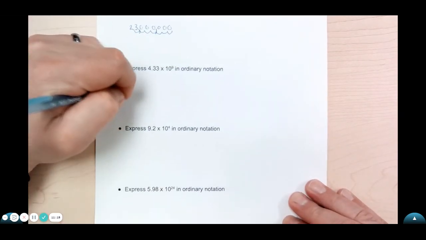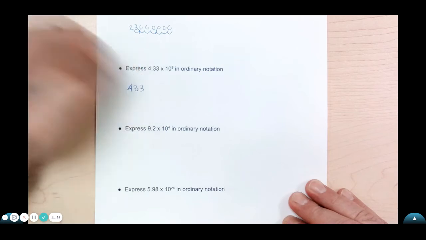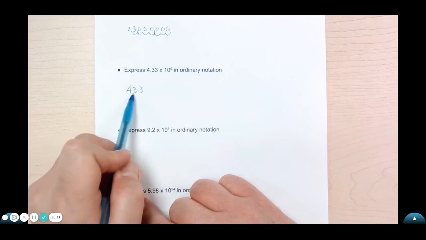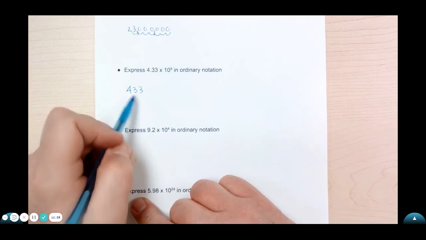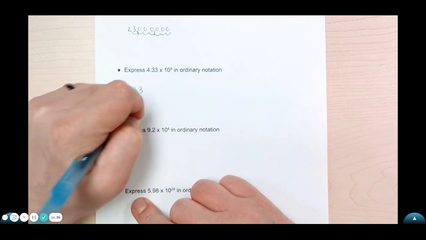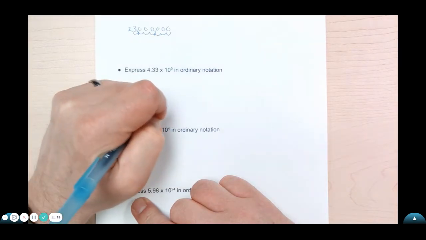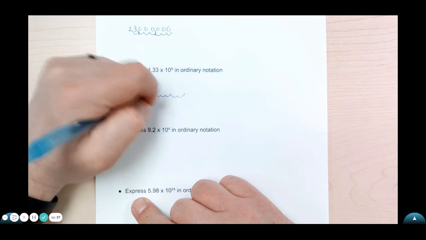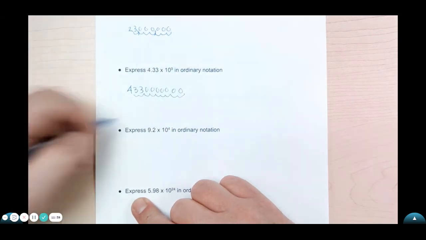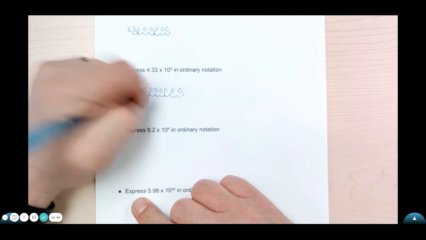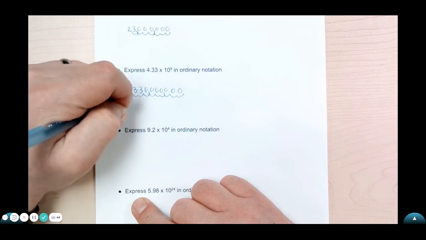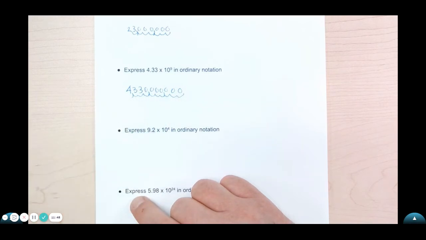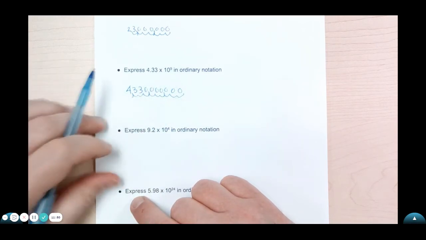4.33 times 10 to the 9th. So here's my 4, my 3, and my 3. Here's where the decimal is. I know I've got to move it 9 times. So 1, 2, 3, 4, 5, 6, 7, 8, 9. Got to fill in with zeros, placeholder zeros. Put in some commas here. So that would be 4,330,000,000. That's what that number is. It's a nice shortcut. It's pretty easy to use.